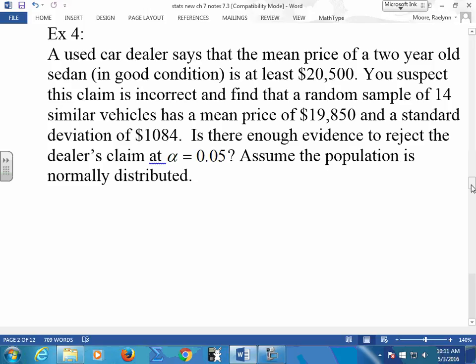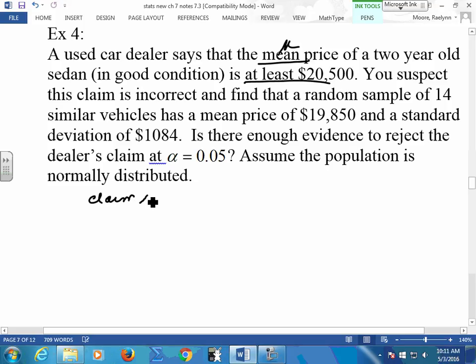So a used car dealer says that the population mean price of a 2-year-old sedan in good condition is at least $20,500. So how do I say that for my claim? Good. It's greater than or equal to, at least. That's the least it could be. H0 or HA? H0. HA tells me its complement.